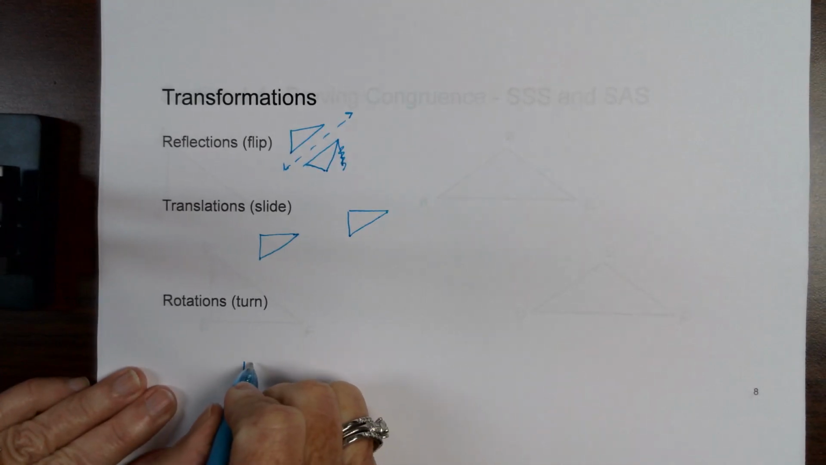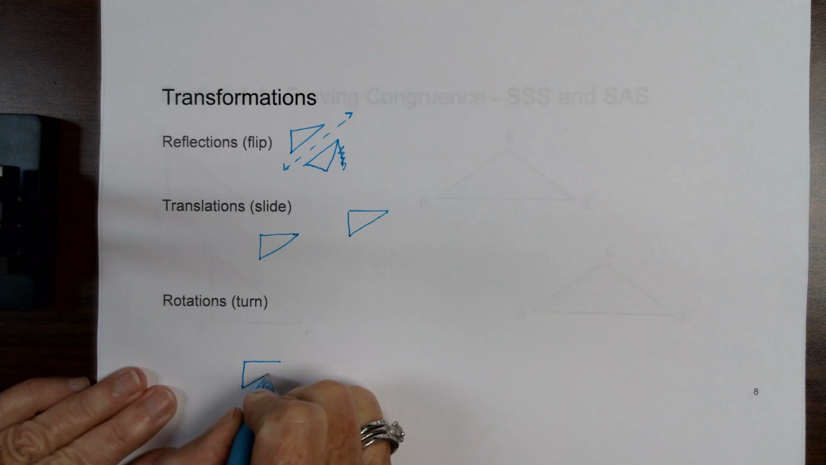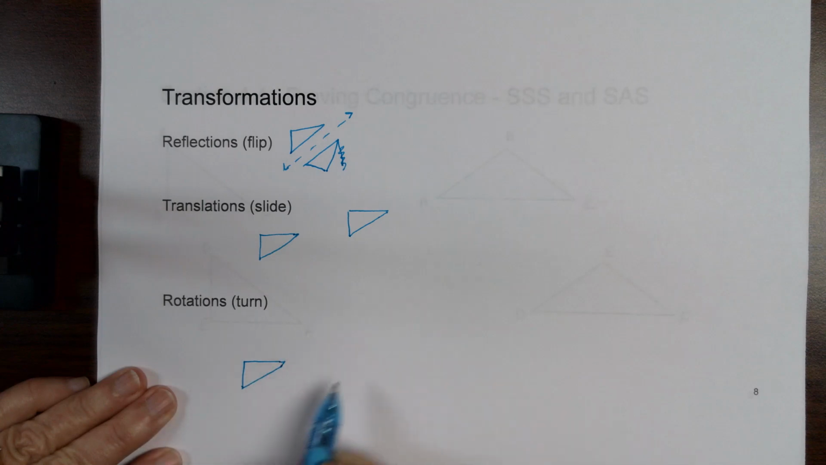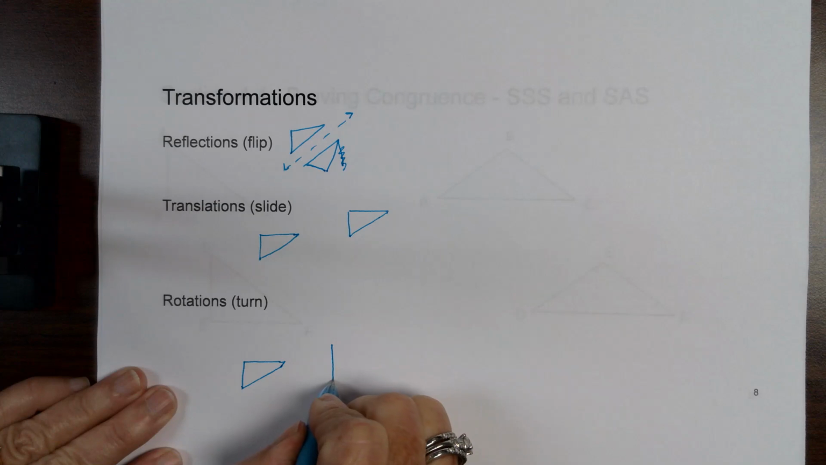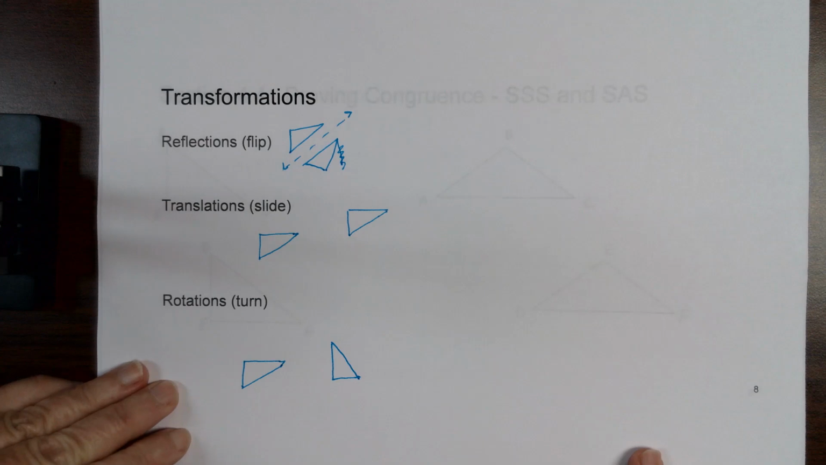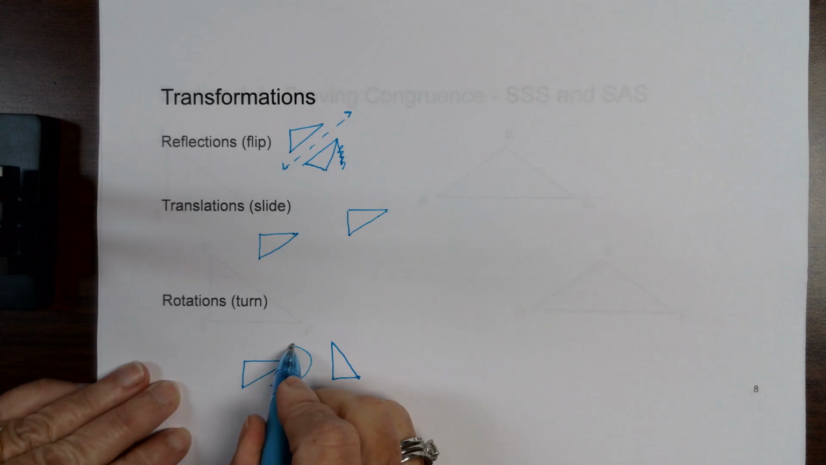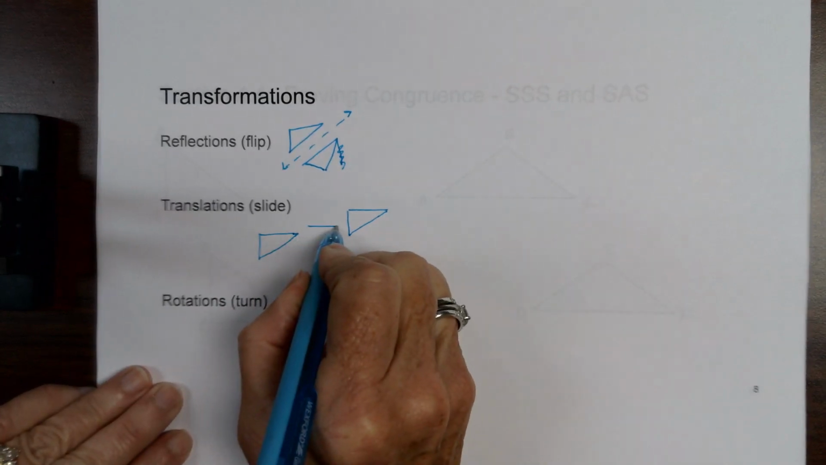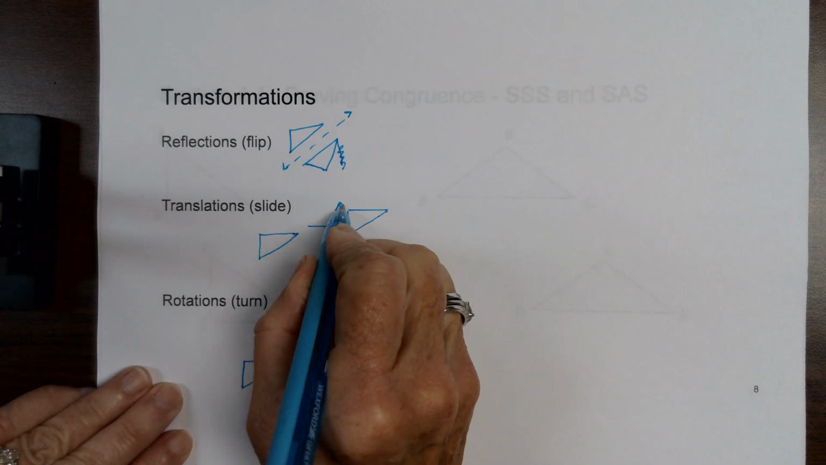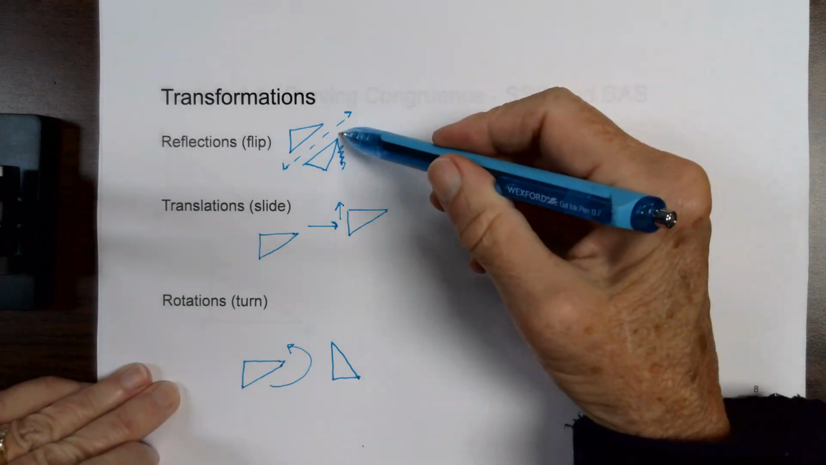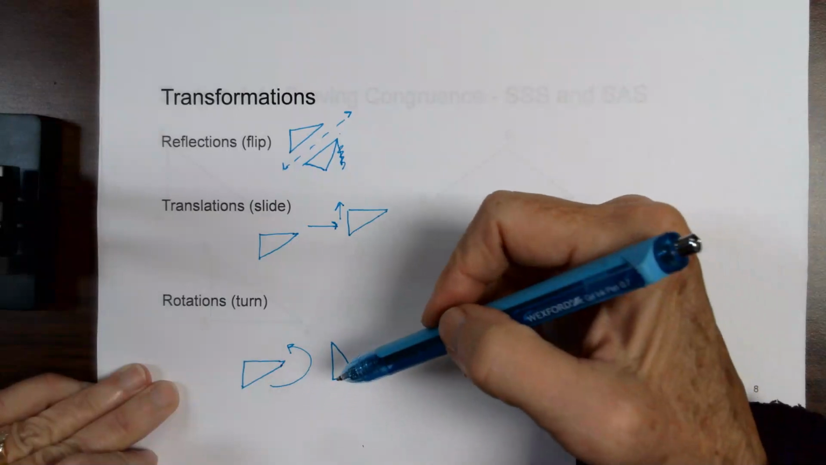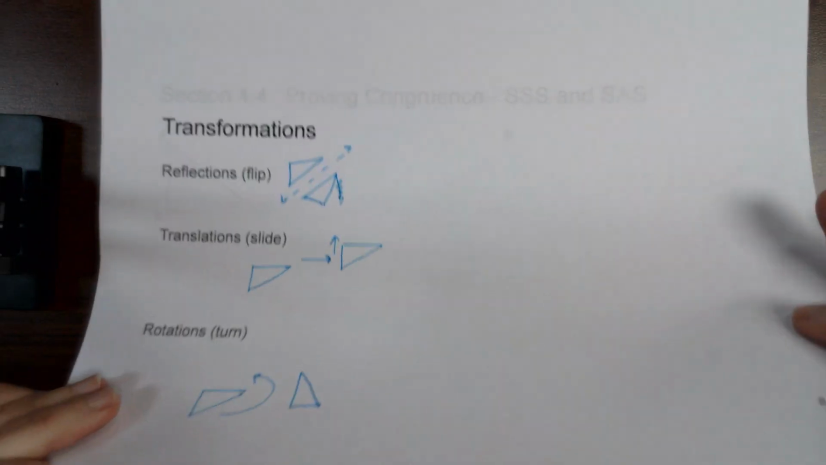Rotation means you're going to turn the triangle, so the direction is going to change. So that would be a representation of a rotation. This thing has rotated around. This you just slid over and you slid up. So this is a reflection, this is a translation, and this is a rotation. You've got to be able to recognize those.